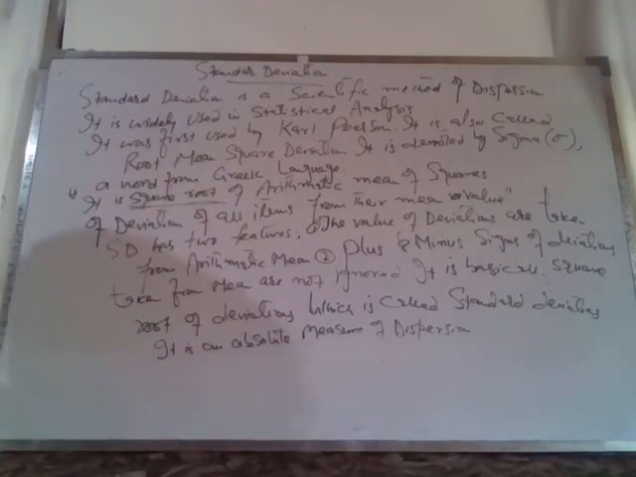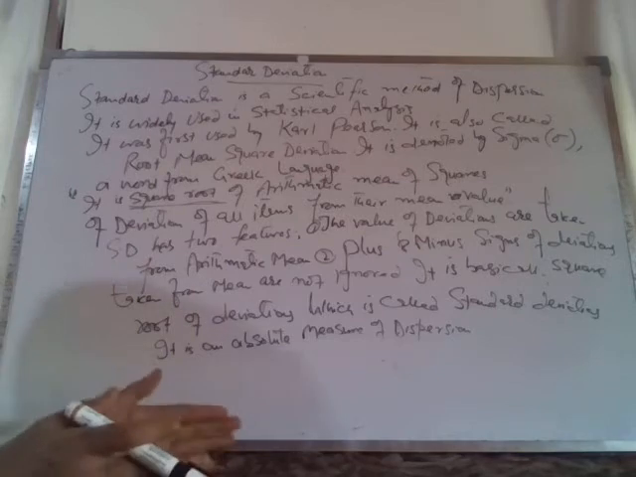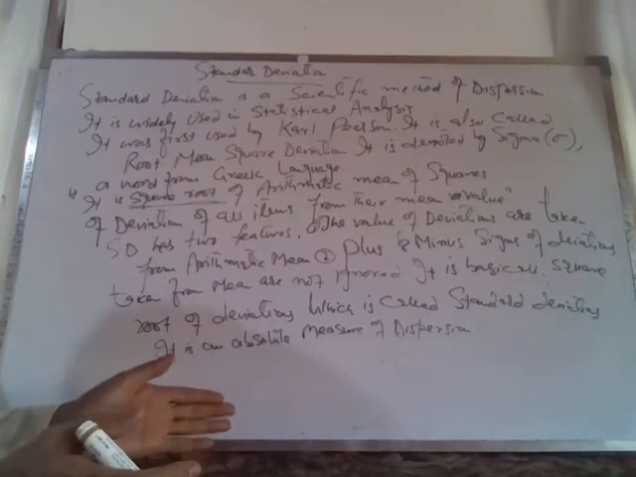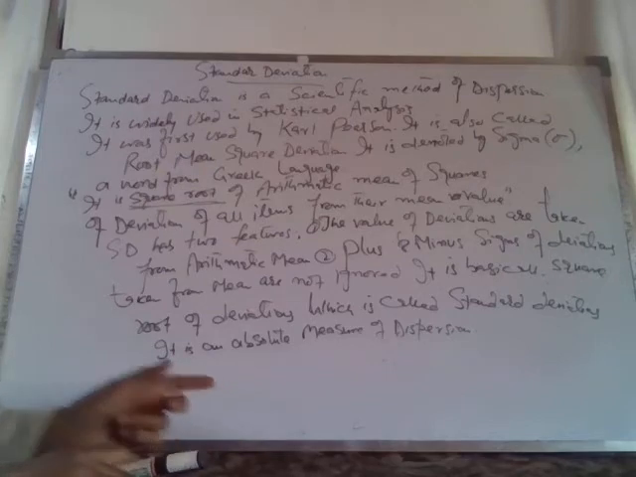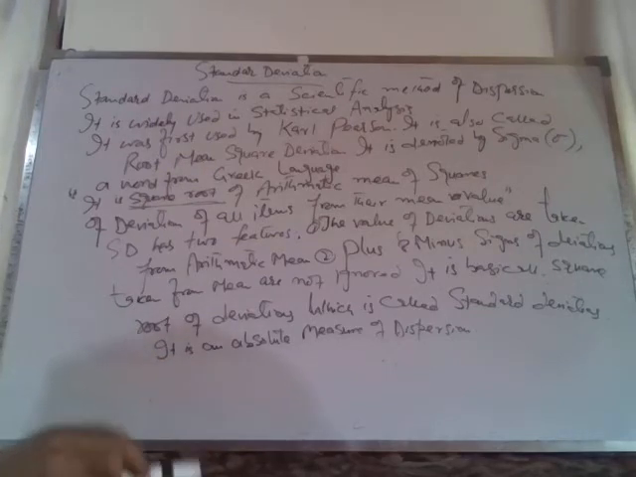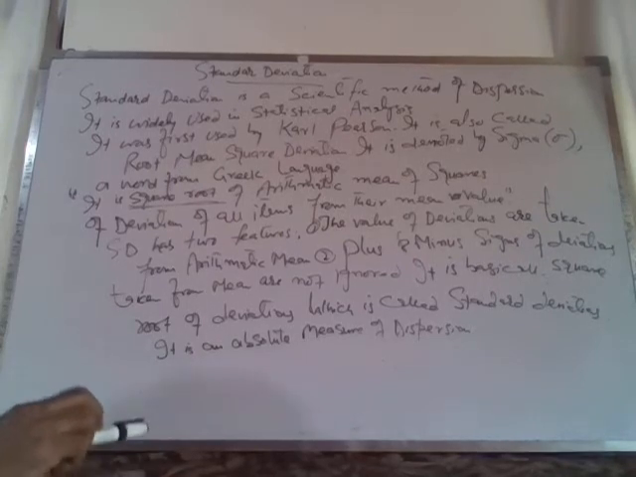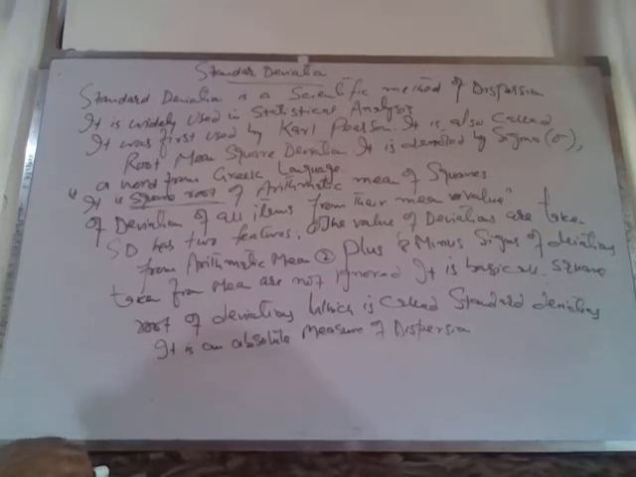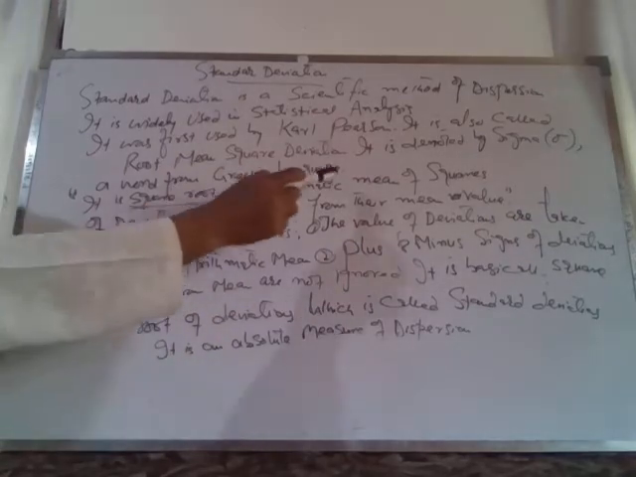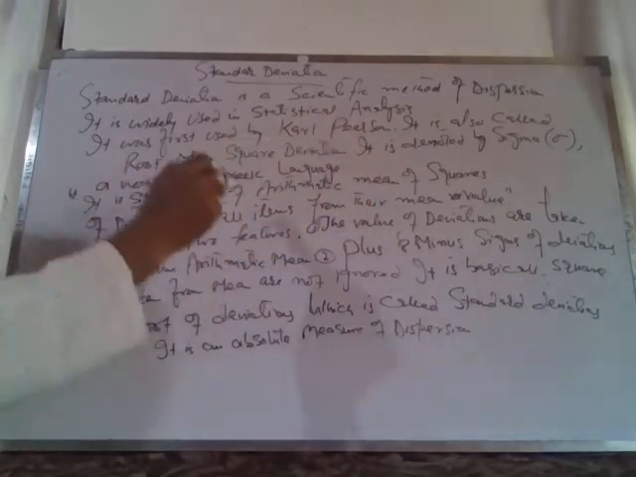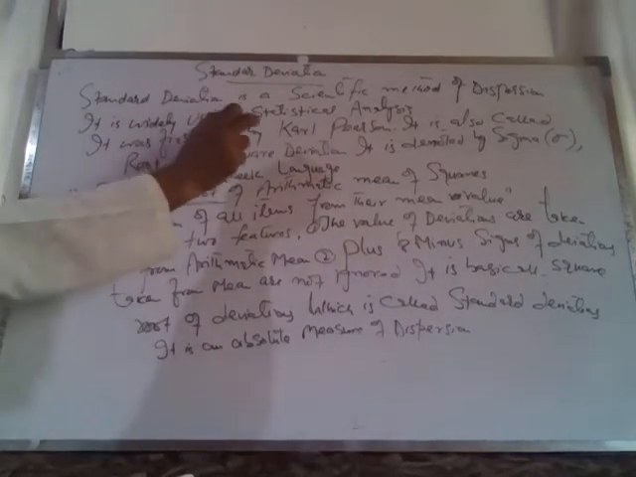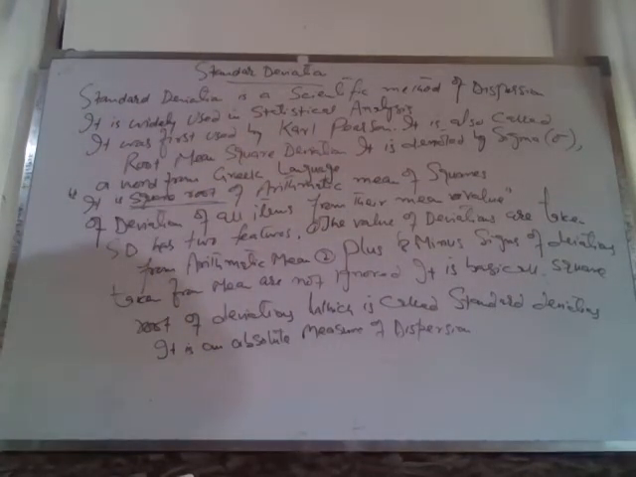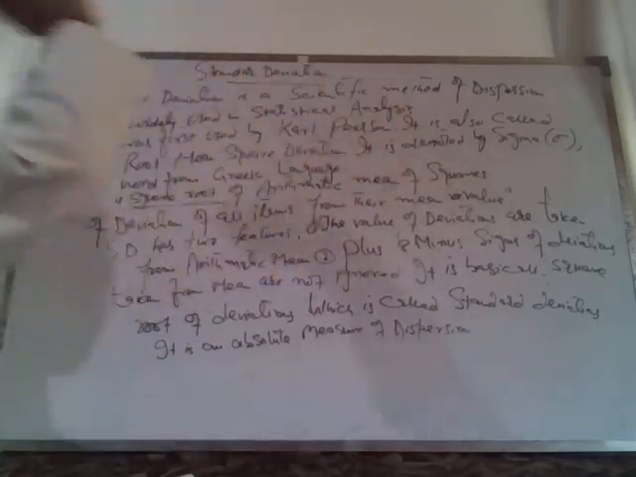It is an absolute measure. We have two types of measures, absolute measures and relative measures, but so far as standard deviation is concerned, it is an absolute measure. Now students, hope you have understood the meaning of standard deviation. It is the square root of the arithmetic mean of squares of deviations of all items from their mean value, given by Karl Pearson and denoted by sigma.